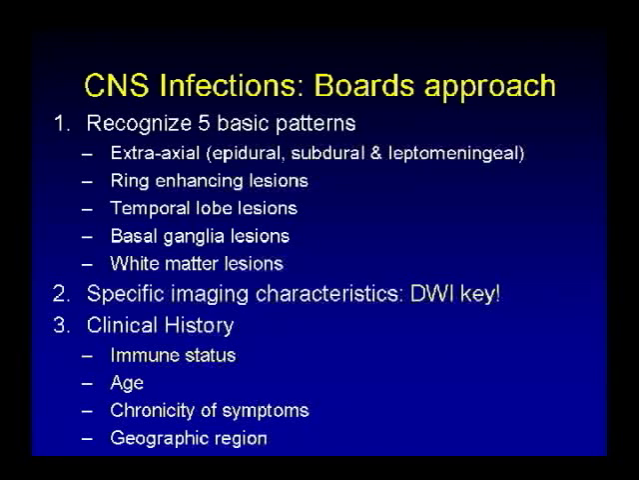So we're going to look at one of 5 basic patterns. The first is an extraaxial pattern. The second is a pattern of ring-enhancing lesions. The third, temporal lobe lesions, basal ganglia lesions, and white matter lesions. And instead of giving a laundry list of differential considerations, we're going to use specific imaging characteristics that we discuss today. And of course, diffusion is going to be a key sequence when we're dealing with infection, and use clinical history to tailor the differential diagnosis, and in many cases come up with a specific diagnosis.